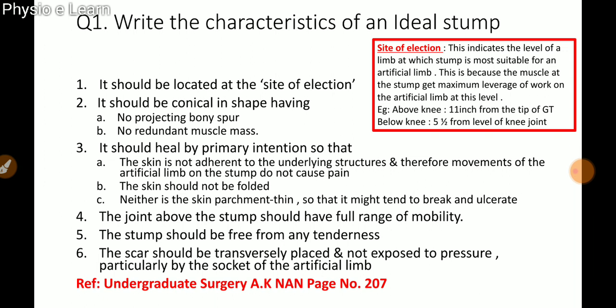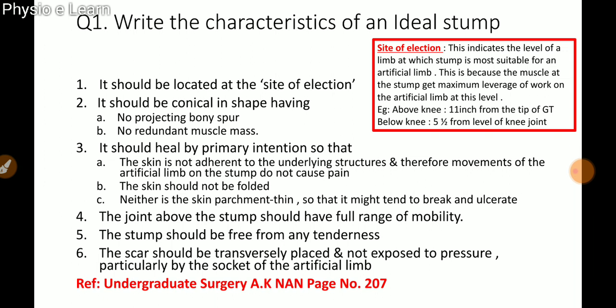Second point, it should be conical in shape, having no projecting bony spur, no redundant muscle mass. Third point, it should heal by primary intention so that the skin is not adherent to the underlying structures and therefore movement of the artificial limb on the stump does not cause pain.